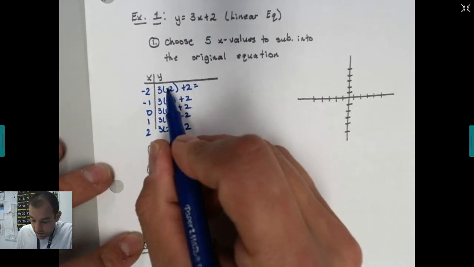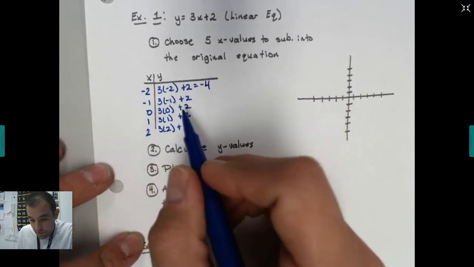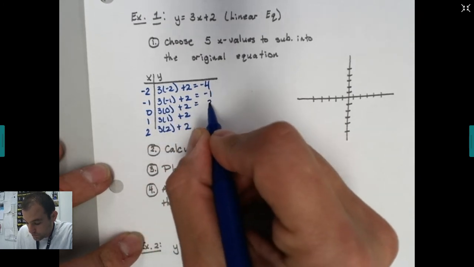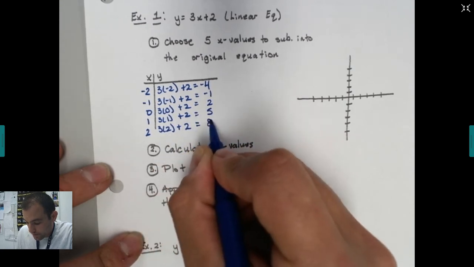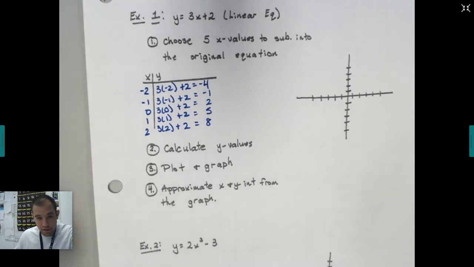3 times -2 is -6, plus 2 is -4. 3 times -1 is -3, plus 2 is -1. So forth and so on. 0 plus 2 is 2. 3 plus 2 is 5. 6 plus 2 is 8. So I have my points, not my graph yet.